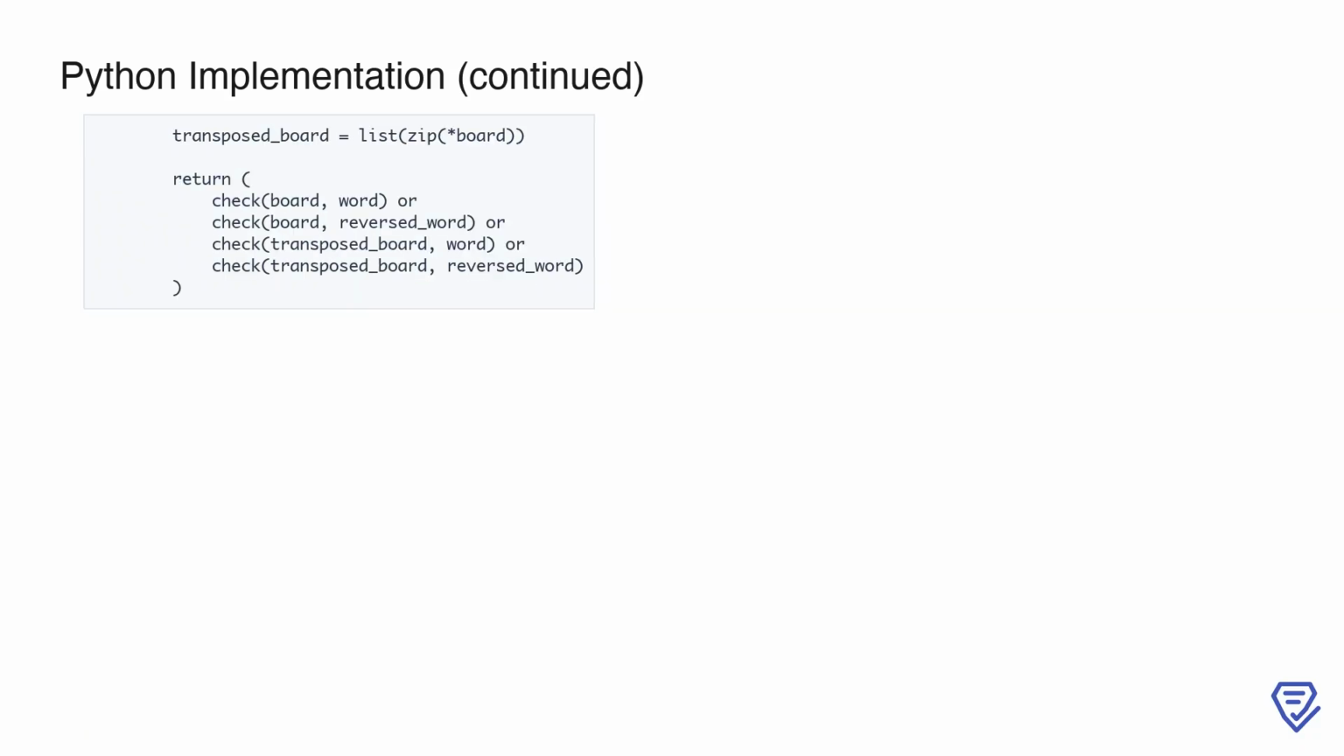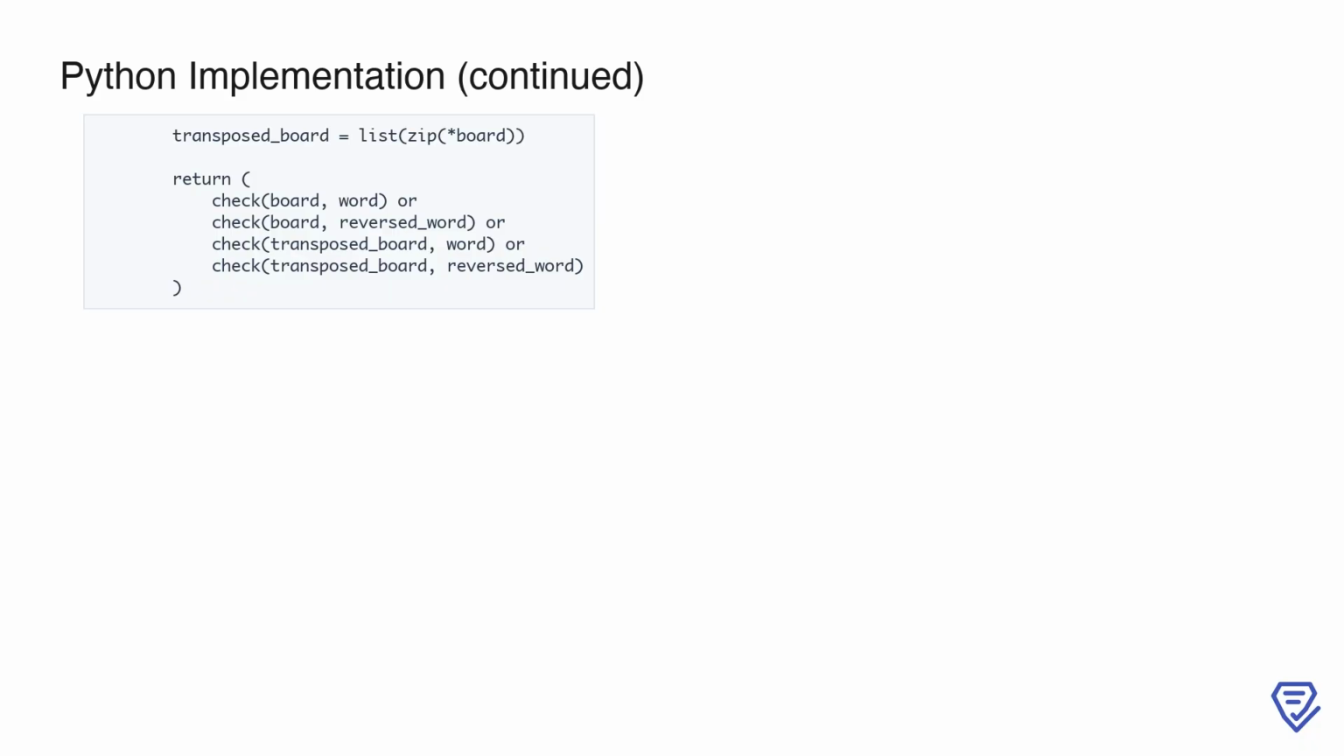Now, we handle the case where the word might fit in columns instead of rows. To achieve this, we transpose the board using Python's zip function, which effectively converts columns into rows. With the transposed board, we can reuse the same check function to see if the word or its reversed version can be placed in any of the columns.